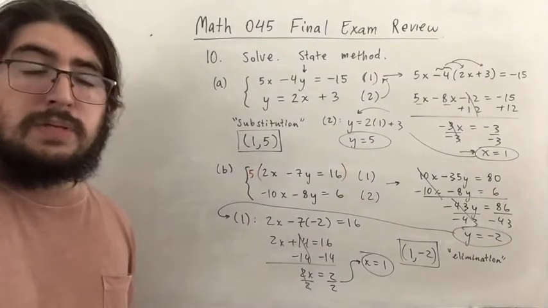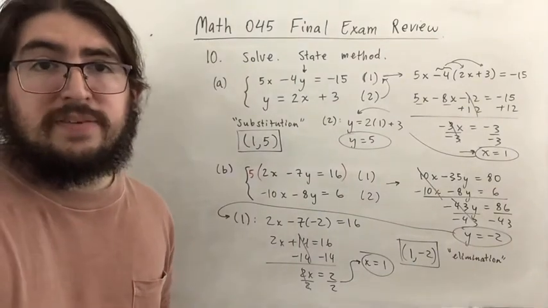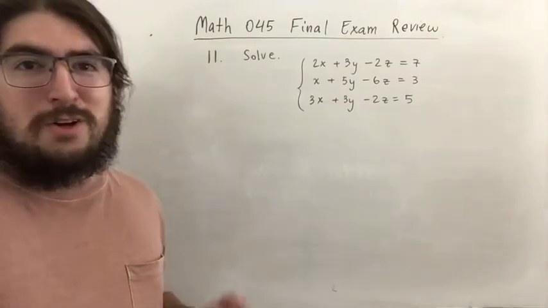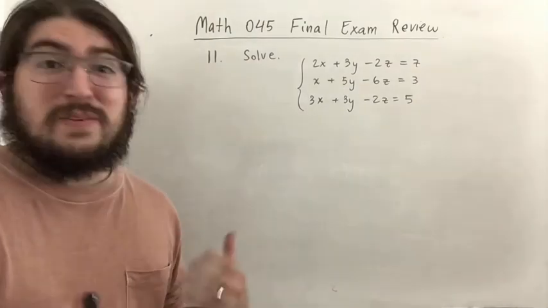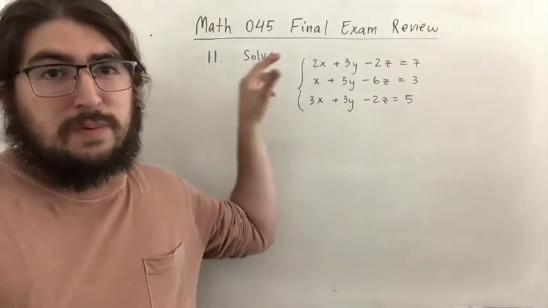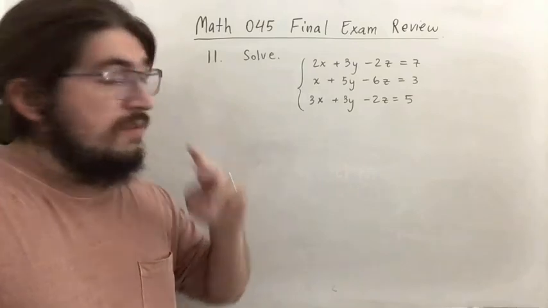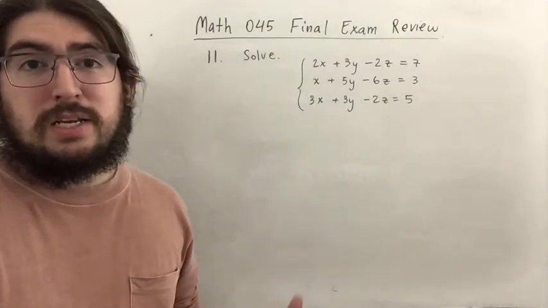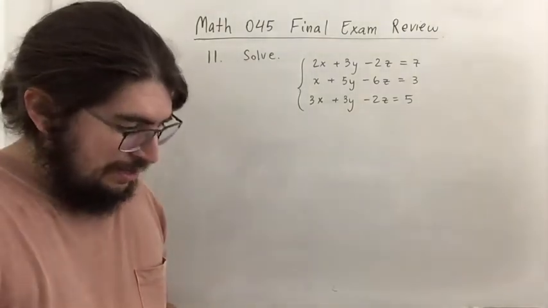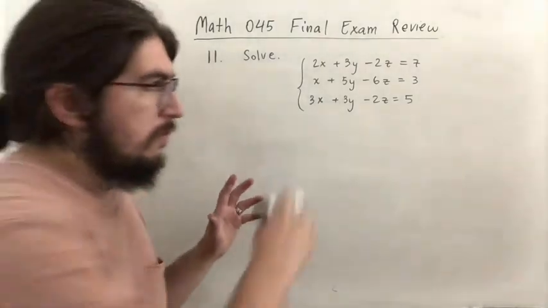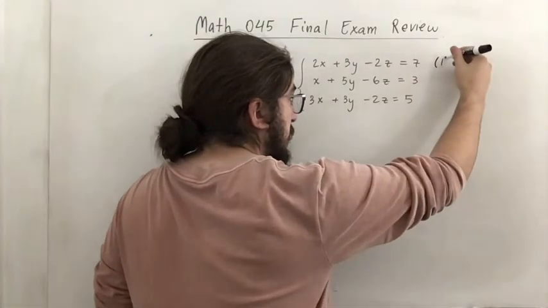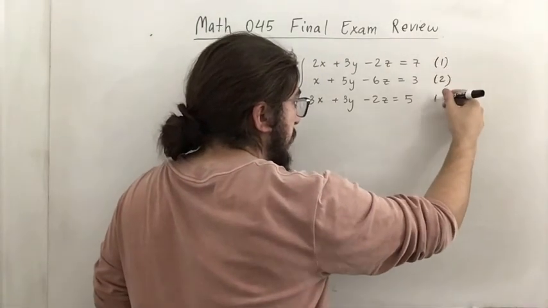Fantastic. So that completes number 10, and now let's move on to number 11. Alright, so for this problem here, we're asked to solve another system of equations, but this time it's a system of 3 equations with 3 variables, which is usually a doozy. And the way I'm going to solve this is, well, first I'm going to do what I did in the previous ones. I'm going to label these equations 1, 2, and 3.